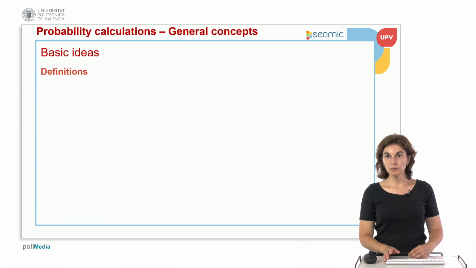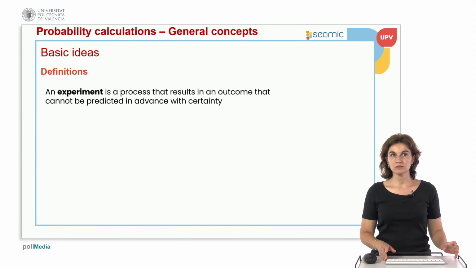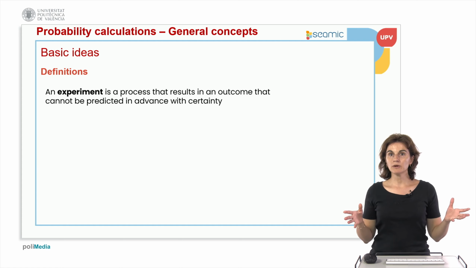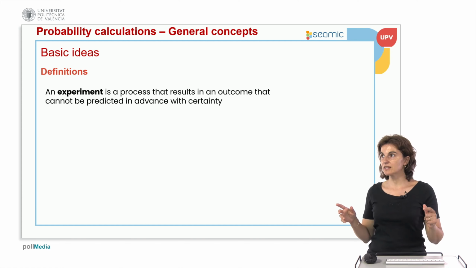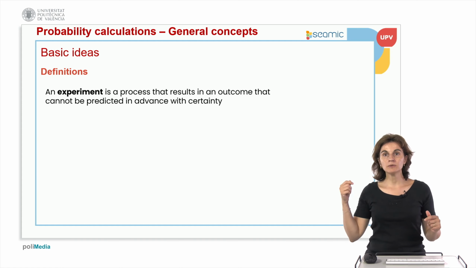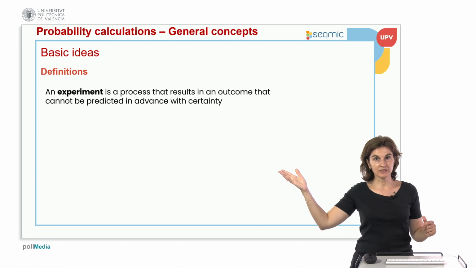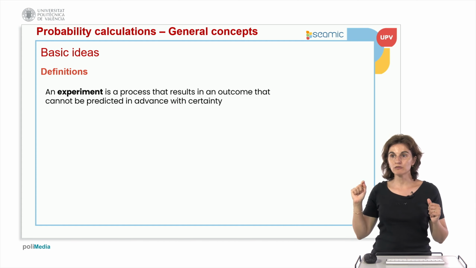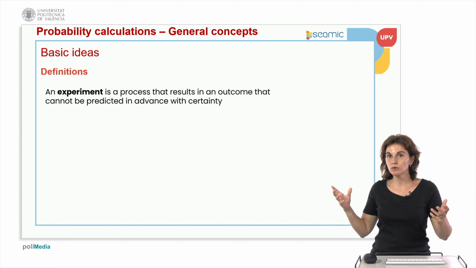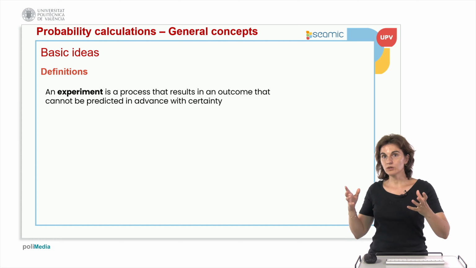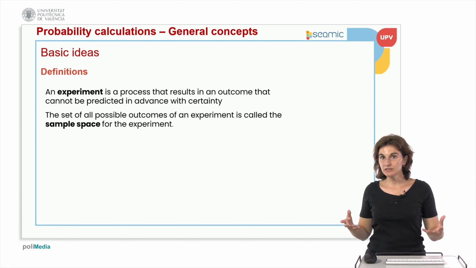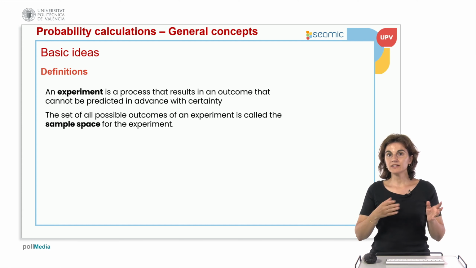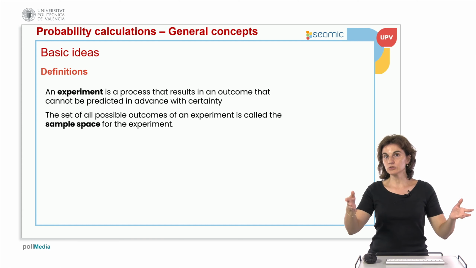So firstly, we will begin with some definitions. First of all, we need to talk about what is an experiment. An experiment is a process that has an outcome and cannot be predicted in advance with certainty. We cannot use mathematical formulas or equations to know whether something is going to happen, yes or no. So there is some uncertainty in this outcome, and there are several options that we can consider.